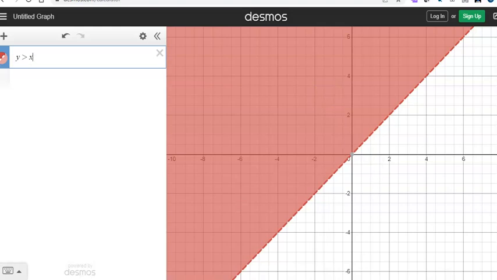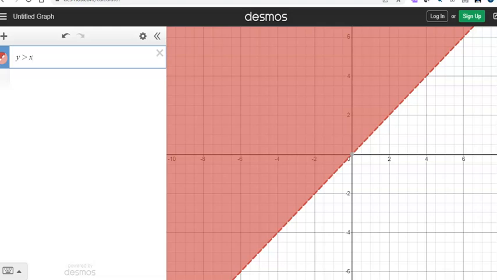And it's important that if it's greater than or less than, if it doesn't have the or equal to, this is a dotted line because every point on that line represents where y is equal to x. So we don't want to include those points. We only want the ones where the y is greater than x. And that's this whole shaded pink region.